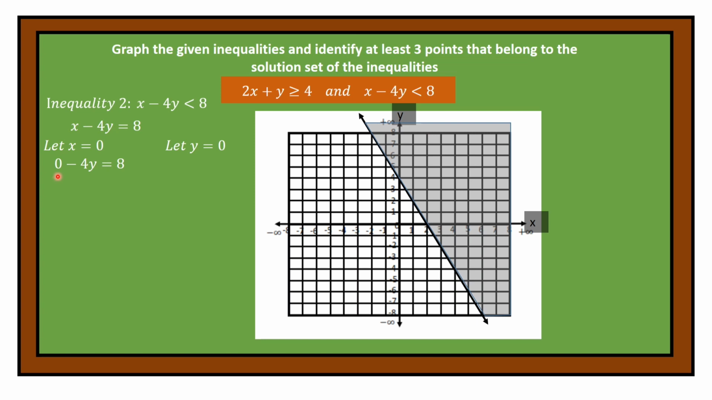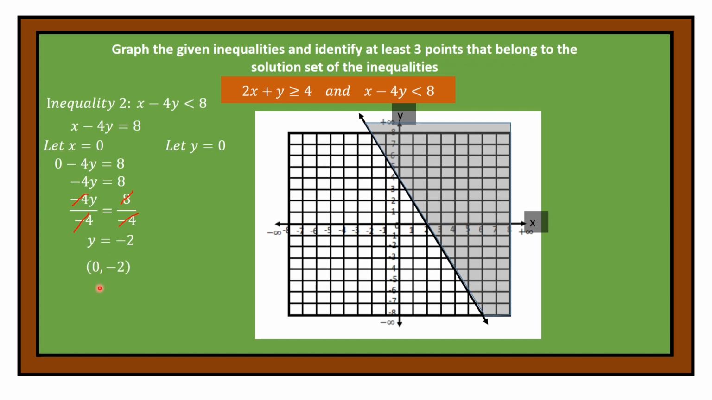So, magiging 0 minus 4y is equal to 8. So, we now have here negative 4y is equal to 8. Since ang y ay may numerical coefficient na negative 4, divide the whole equation by negative 4. So, negative 4y divided by negative 4 is equal to y, and then 8 divided by negative 4 is equal to negative 2.